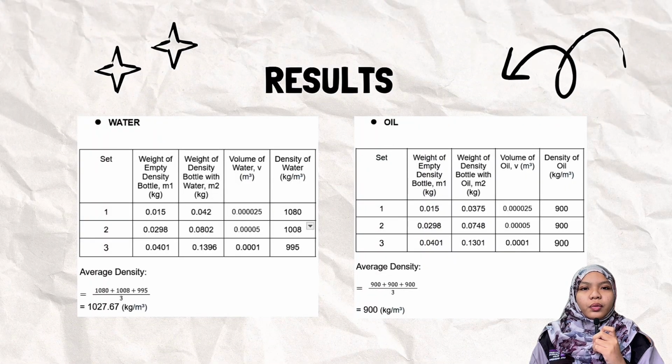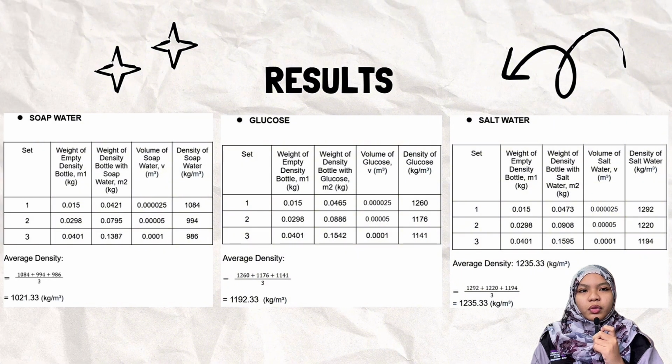The results were water 1027.67 kg per cubic meter, oil 900 kg per cubic meter, soap water 1031.33 kg per cubic meter, glucose solution 1192.33 kg per cubic meter, and salt water 1235.33 kg per cubic meter.